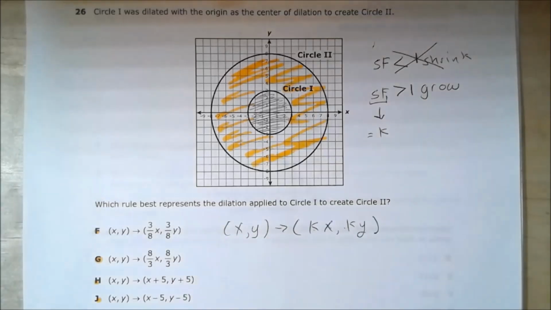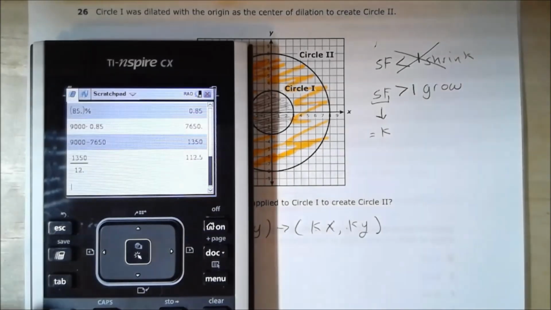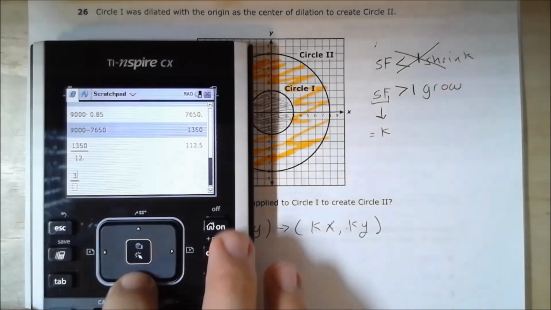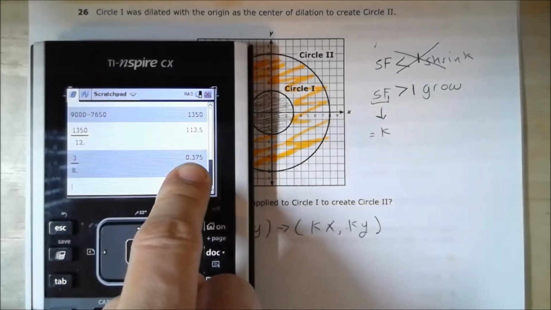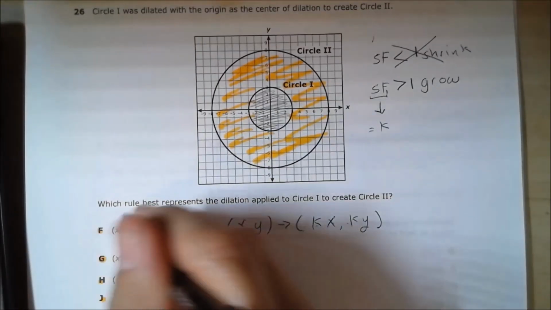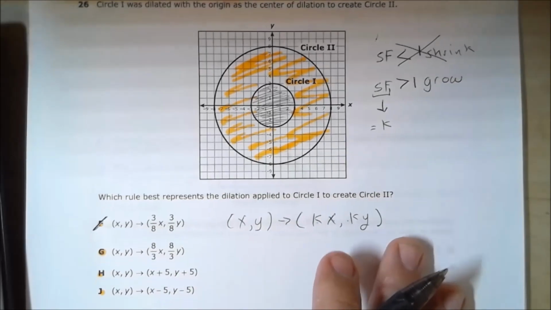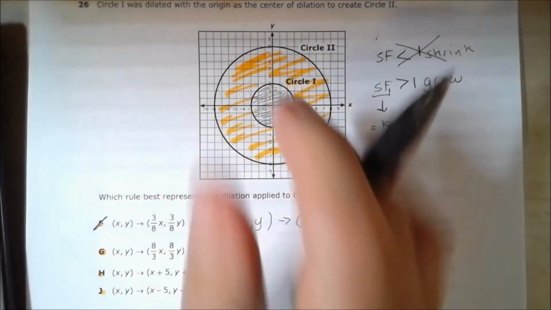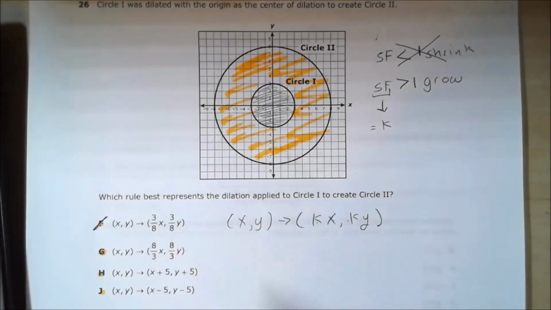Well, if you don't know what 3/8 is, if you don't know if it's less than or greater than 1, you can always go to your calculator, right? You can put in 3/8, put a decimal after the 8, and see, is that number greater or less than 1? And that number is less than 1. Because of that, it cannot be F. So even though this is a dilation, it would make the circle shrink smaller, because that number that it's being multiplied to each one of these variables is less than 1.